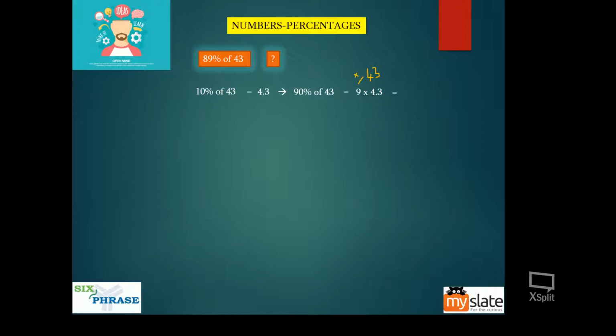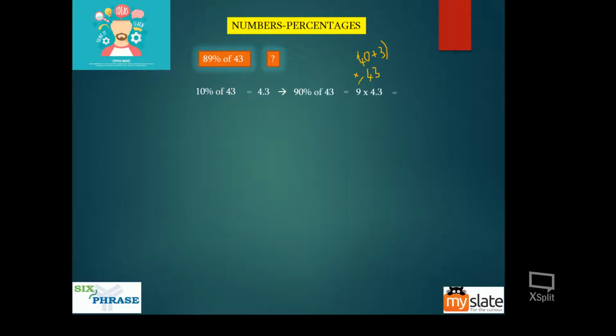It is very easy. What you do is split 43 into 40 plus 3. I am splitting 43 into 40 plus 3. This splitting you can do in your mind itself. You don't need a pen and paper, right?